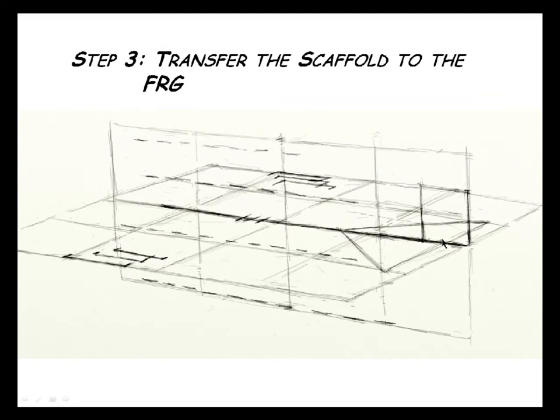Right, so in step 3 here, I've transferred my scaffold over, and you can see how with the reference grid, it makes it easy for me to figure out how to draw each of the parts. This is my top view scaffold here. My side view scaffold, this is the vertical stabilizer, the box around that, and then I have these dashed lines to show me where the wings go and where the landing gear go.